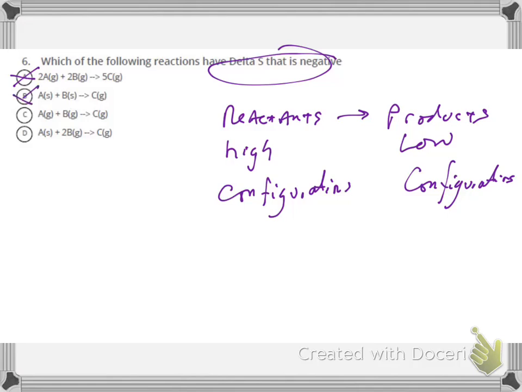B, we can't have solids make a gas. That delta S is definitely positive. C is true. We could have 2 gas particles make 1 gas particle. There's an overall net reduction in configurations. That means delta S would be negative for C. And D, we have 2 gas particles going to 1 gas particle. That would definitely be true. The products here would have less configurations.